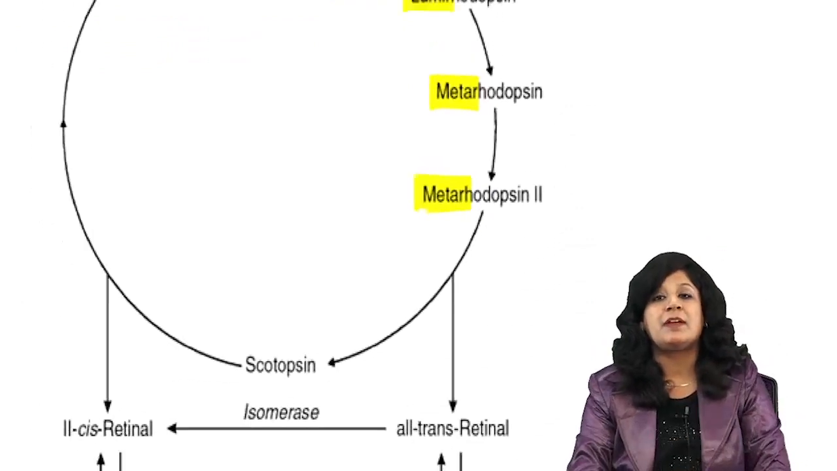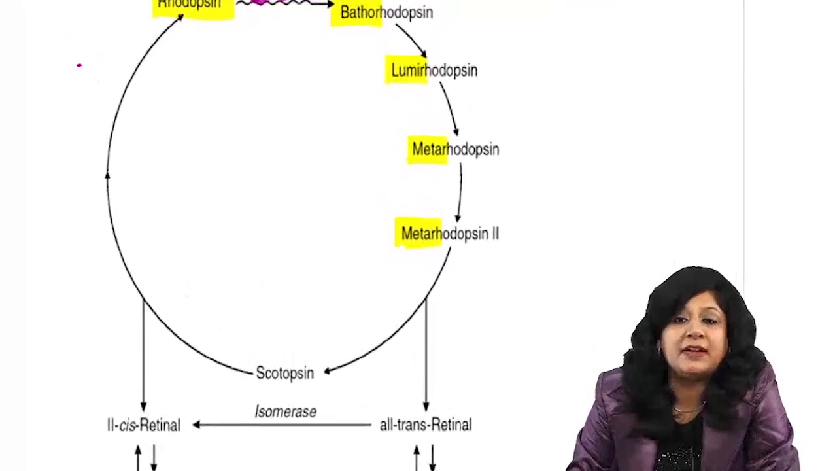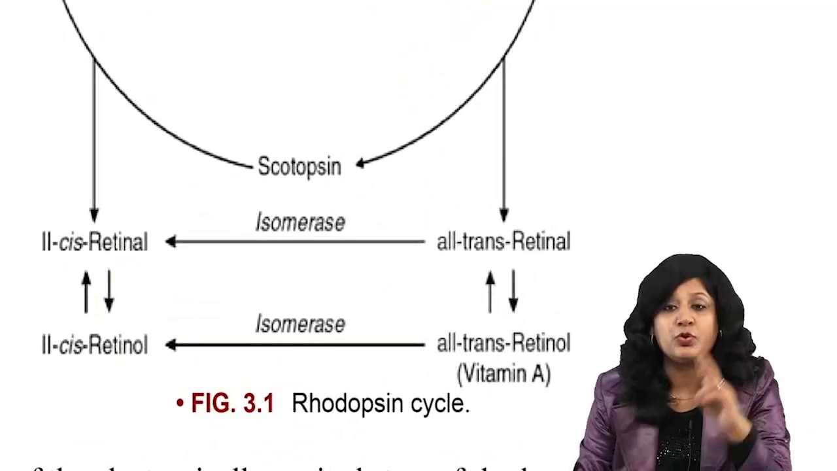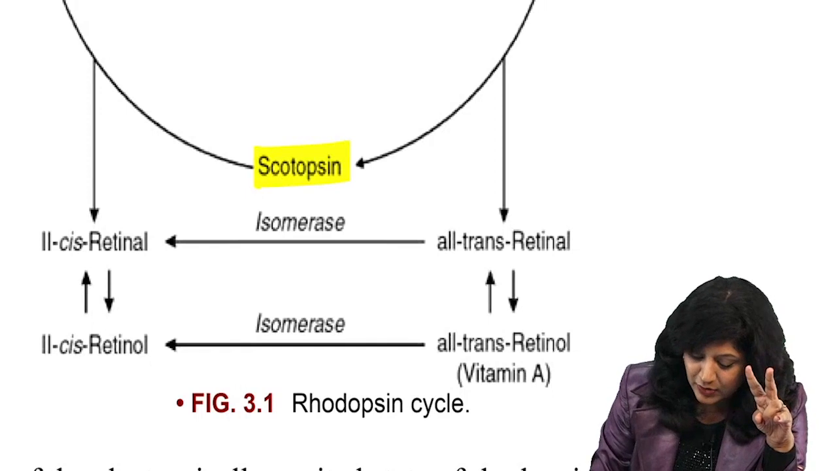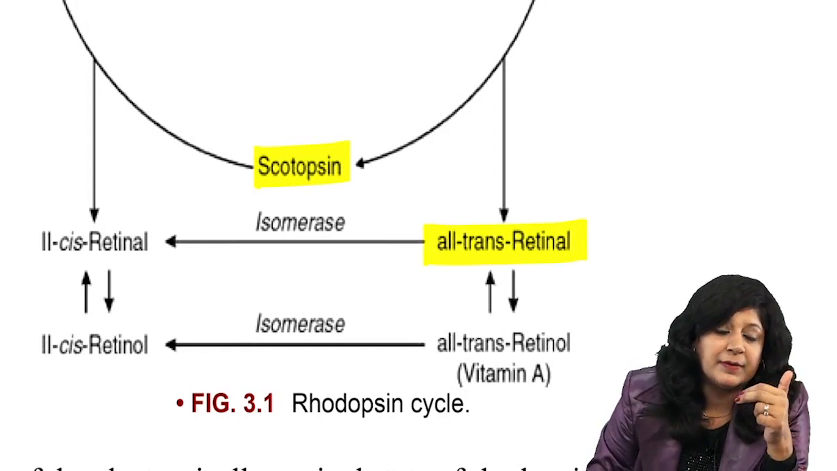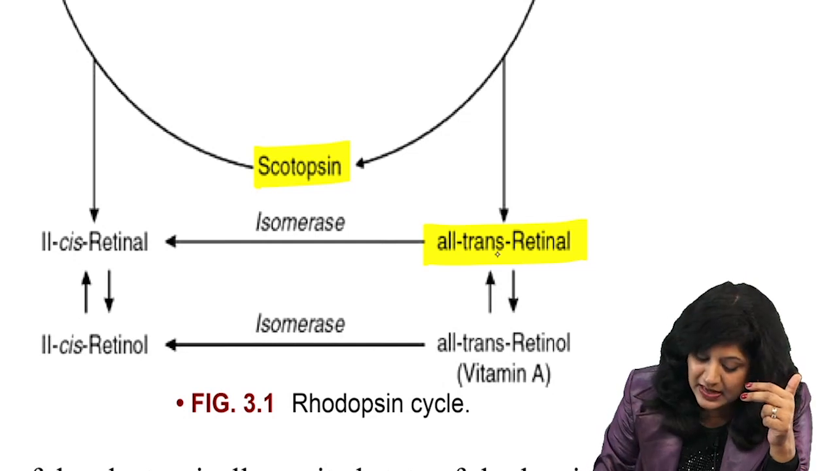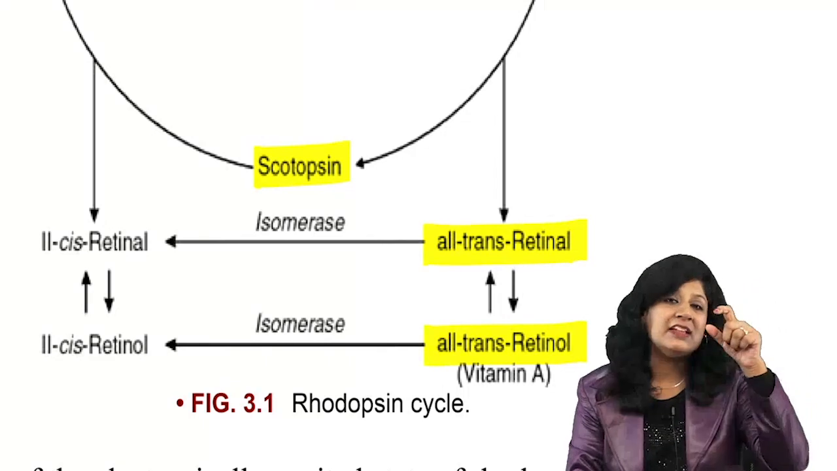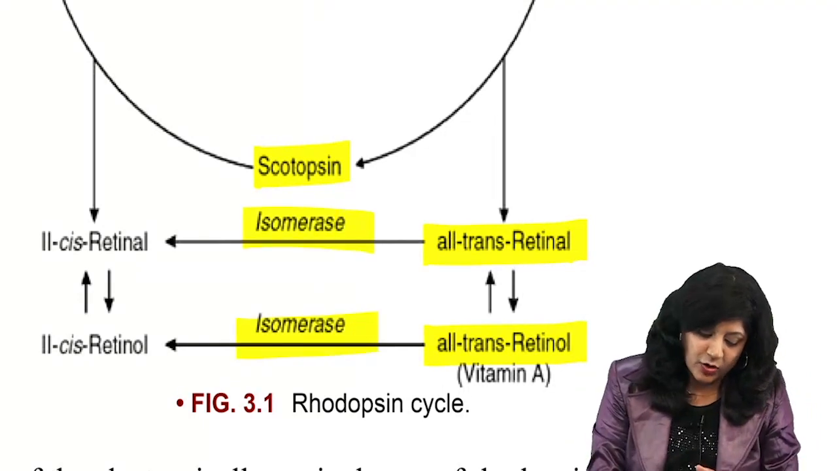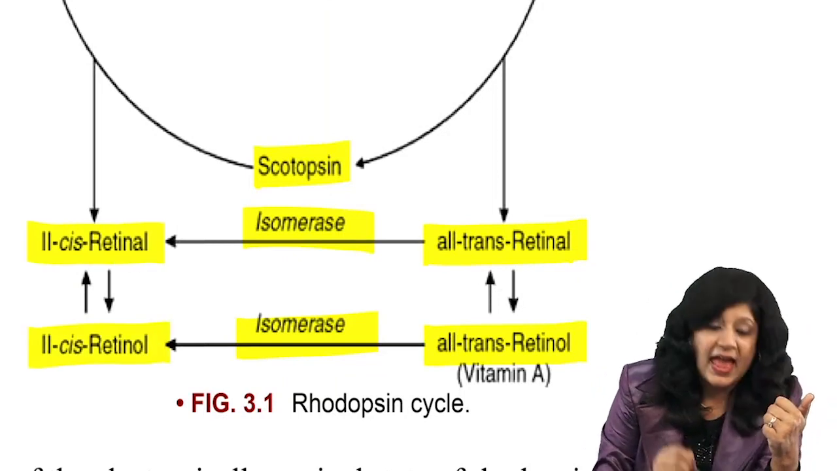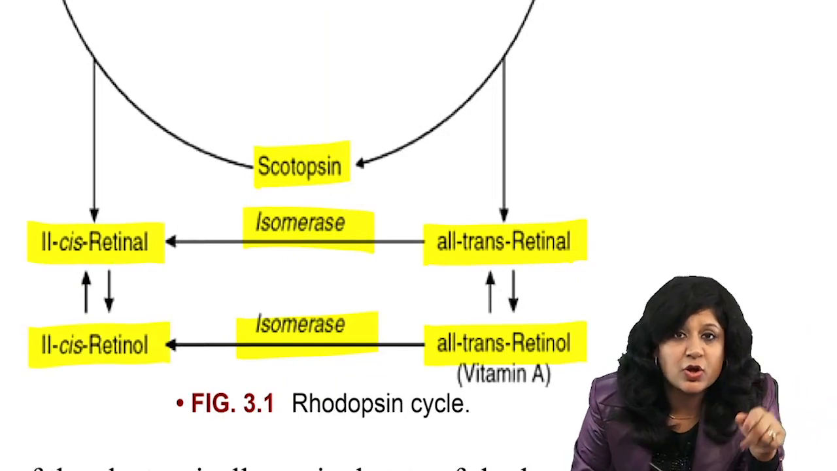We have got meta-rhodopsin 1 and you also have the meta-rhodopsin 2. Now what will happen? This will be giving you two parts, the scotopsin and the 11-trans retinal. Now they will be changing interchangeably between the 11-trans retinal and the 11-trans retinol, and when the enzyme isomerase acts on them, they will be forming the cis form. So we have 11-cis retinal and 11-cis retinol. This is your rhodopsin cycle.